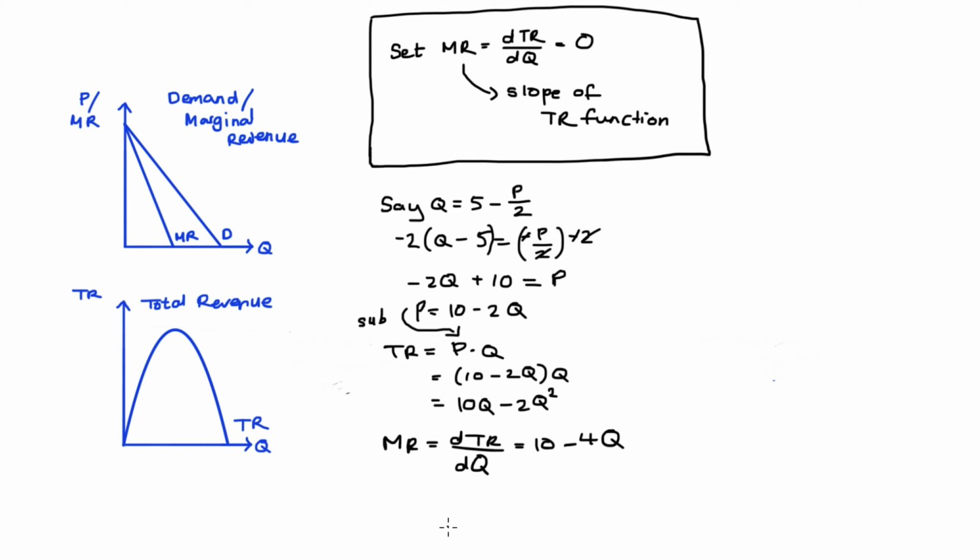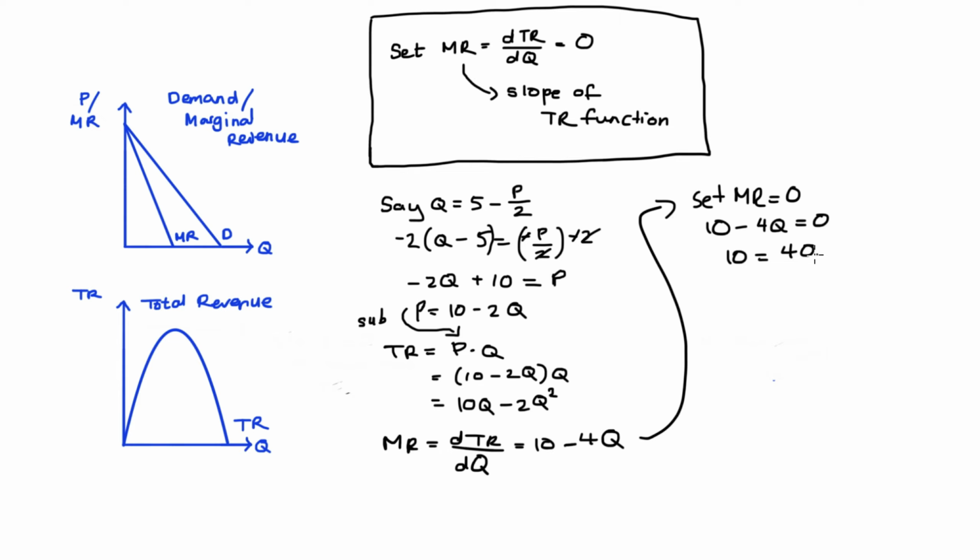Now I've used some calculus here. If you're unsure about how to take derivatives, I do have a video that I'll link to in the description below that will hopefully make that step clearer. Now we're going to set this function equal to 0, and then solve for Q. So we get 10 - 4Q, that's marginal revenue, equal to 0. If we add 4Q to both sides, we get 10 = 4Q. We can divide both sides by 4, and we get Q = 2.5, so the quantity that maximizes our total revenue is 2.5.